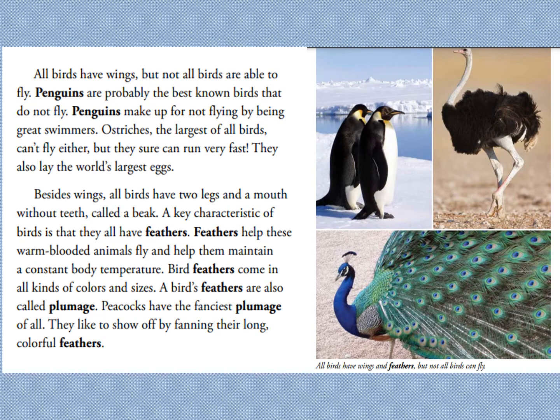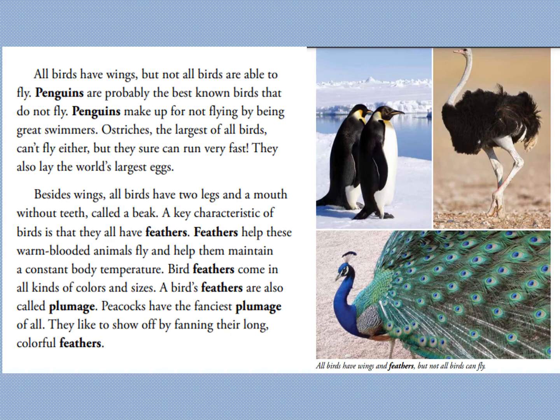All birds have wings, but not all birds are able to fly. Penguins are probably the best known birds that do not fly. Penguins make up for not flying by being great swimmers. Ostriches are the largest of all birds. They can't fly either, but they sure can run very fast. They also lay the world's largest eggs.